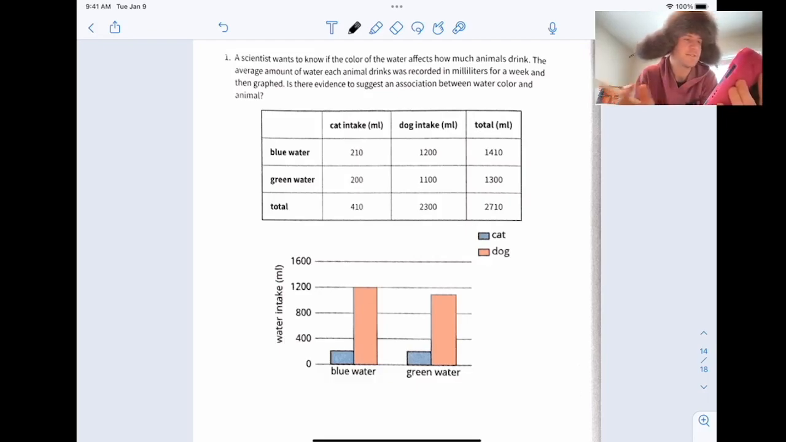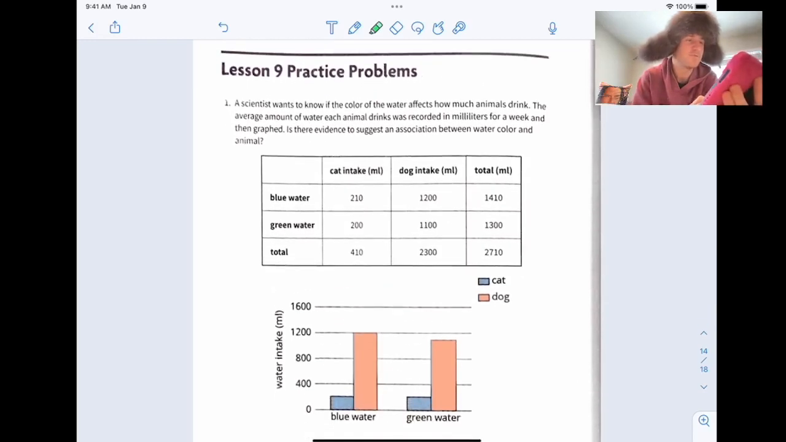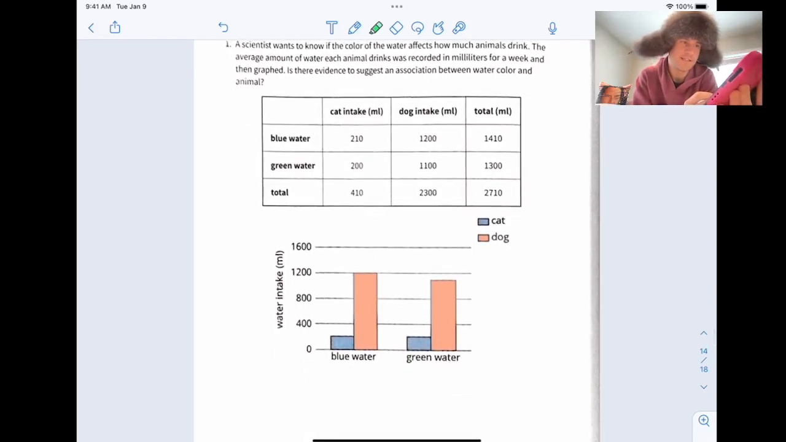Is there evidence to suggest an association between water color and animal? Well, if you're looking at the two-way table, we can see that out of all the cats, 210 drank blue water and 200 drank green water. It's not the biggest difference in the world. It's pretty close. And for dogs, 1,200 drank blue water and 1,100 drank green water. So it's pretty even there as well. A few more are drinking the blue water, but not many more. So this is what we'd call a negligible difference.